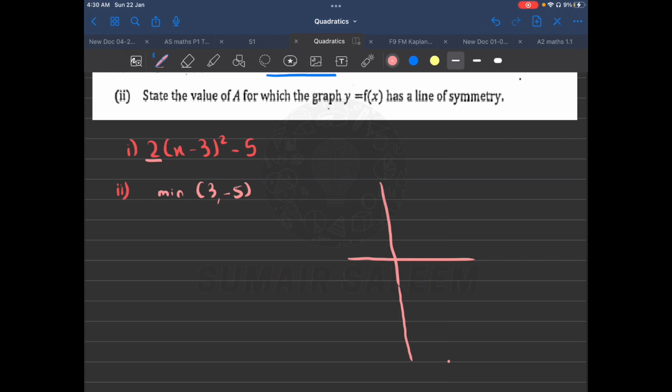Okay, so the graph will go like this, 3 minus 5. Do you get this? So the other half of the graph will go like this. If it's starting from 0 and the line of symmetry is at x equal to 3, that means it's going to end at 6.